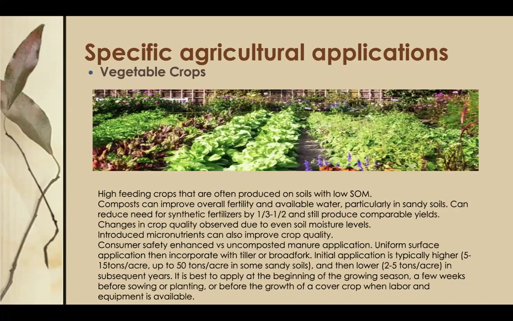So something like vegetable crops, if you're in a no-till garden, that would be when you use a lot of compost right at first, and then you reduce that amount until you don't even need it anymore, because you have enough soil organic matter and enough of these nutrients in the soil that you don't need to continue to apply.